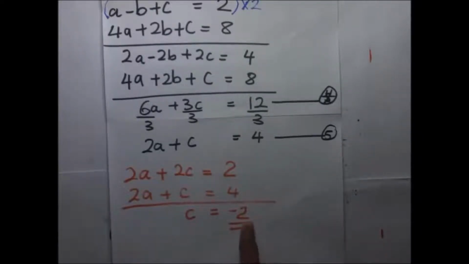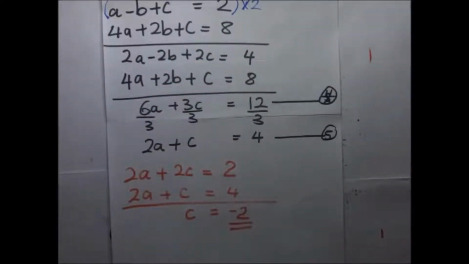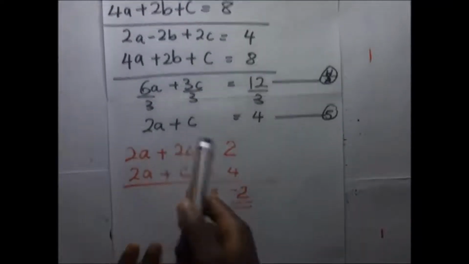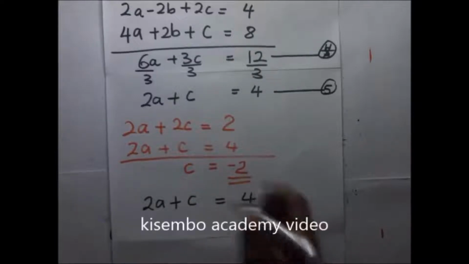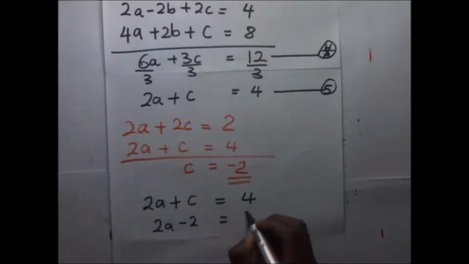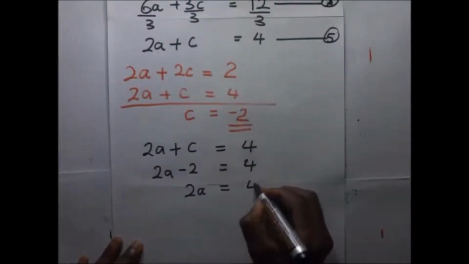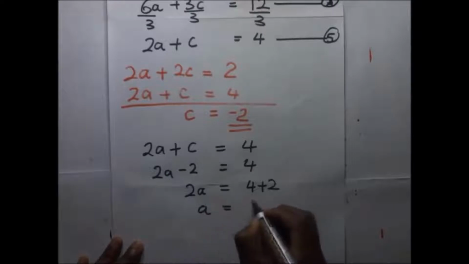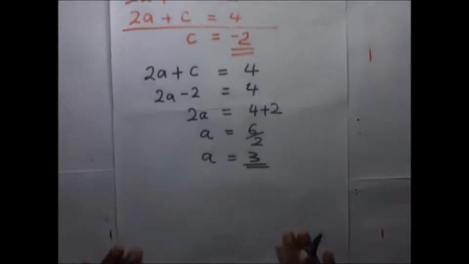If our value of c is negative 2, then we can substitute in either this equation or that equation to get our value of a. So we start working backwards. Our value of c is that. Our value of a will be 2a plus c is going to give us 4 from that equation. So meaning value of c here will be, 2a, c is negative 2, so we say minus 2 is giving us 4. 2a definitely is going to become 4 plus 2. So our value of a is going to become 3, and so we substitute that in our original equations.